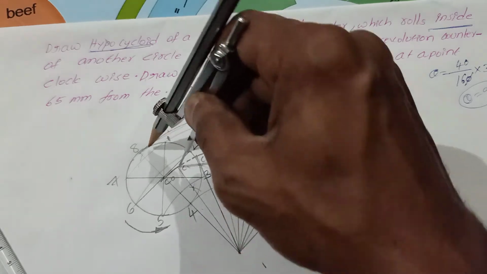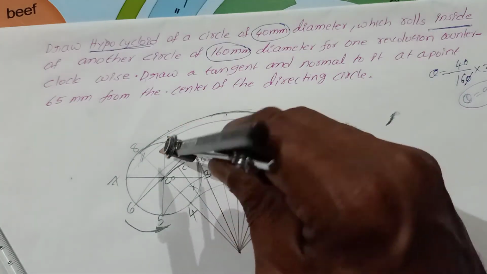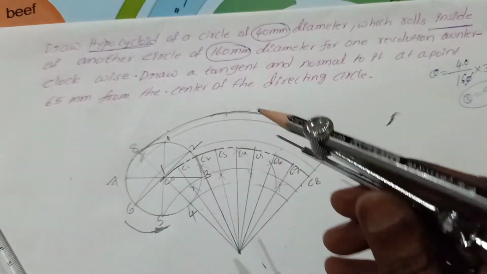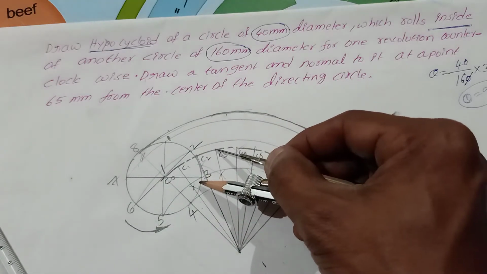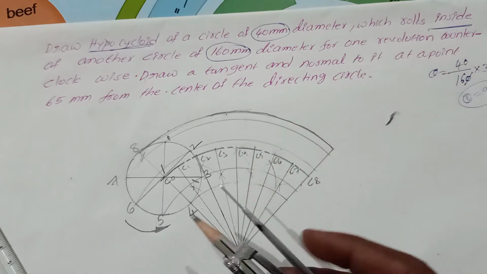So this is the first curve. Again from C2 cut the second curve. This is the second curve. From C3 cut the third curve. From C4 cut the fourth curve. The fourth curve will be the top.